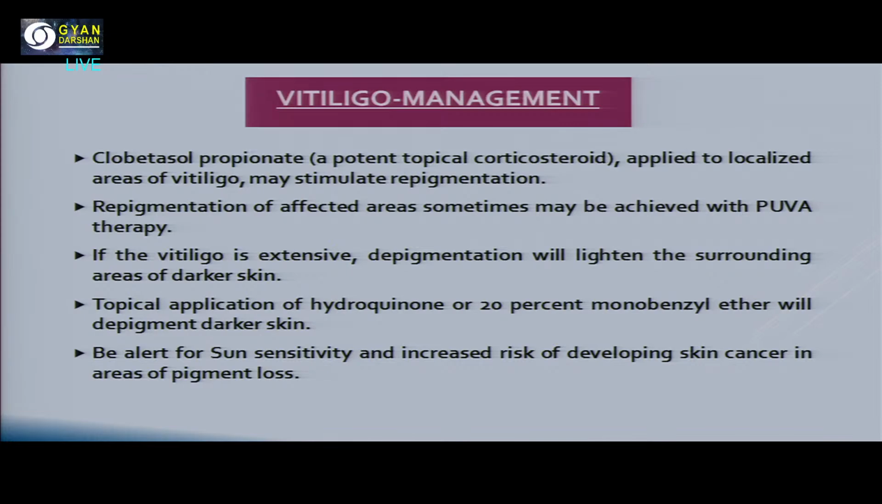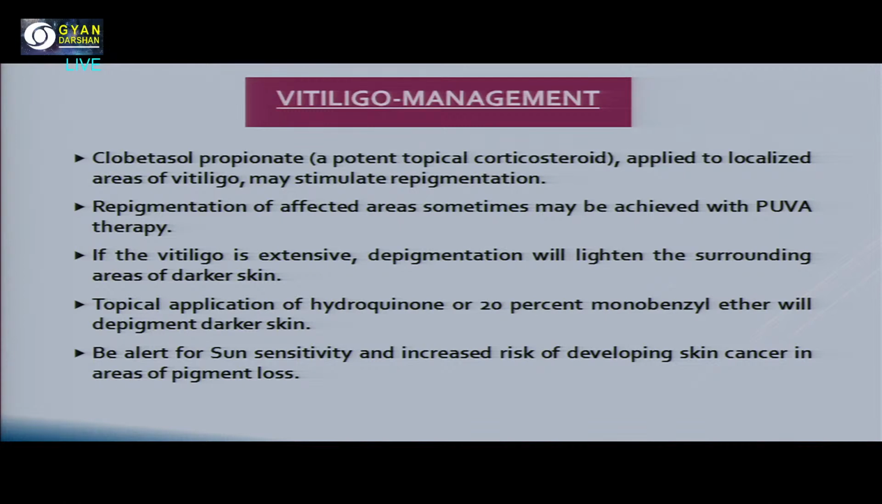Repigmentation sometimes can also be achieved with the help of UV radiation, or you can utilize other methods if it is very extensive. We can try to depigment the areas which are of normal skin. For example, if there are only a few rashes, we can try to restore their color. But if there are a lot of rashes and your normal skin appears as patches, we will try to reduce the pigment of that normal skin so that the whole skin becomes one colored.